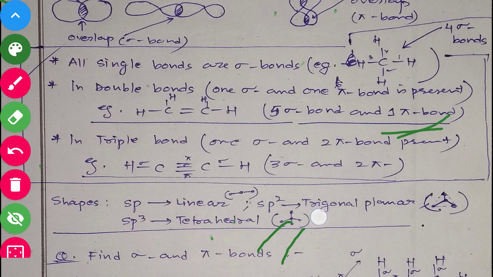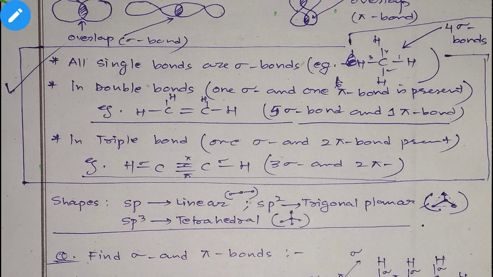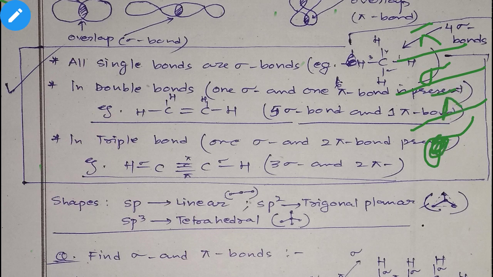So when I say a triple bond, in the case of a triple bond, one is sigma and two are pi. This is sigma, and two are pi. In a triple bond, the one sigma bond is formed by the head-on overlap. The other two bonds are pi bonds, formed by the lateral overlap.